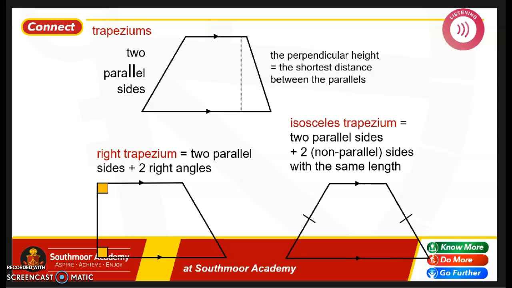So before we begin, there are different types of trapeziums that you need to be aware of. Trapeziums have two parallel sides, so the perpendicular height is the shortest distance between the two parallel sides. We have the right angle trapezium, where the height is the side, and you've got two right angles at each parallel side. And then you've got an isosceles trapezium with two parallel sides and two non-parallel sides with the same length. Okay, so those are some different types of trapeziums.